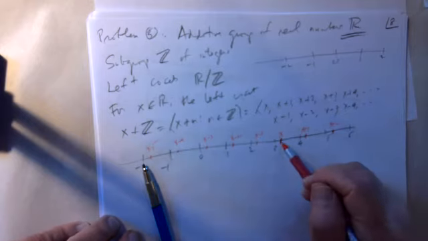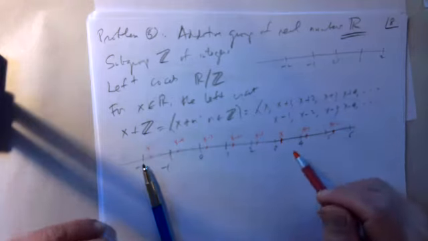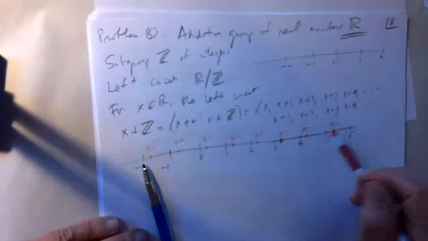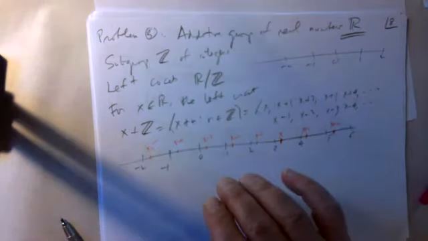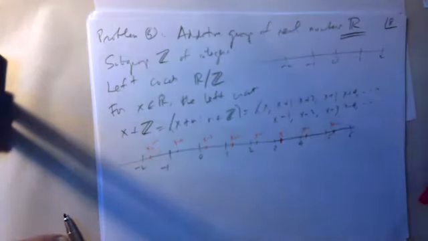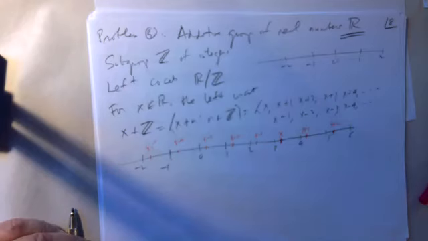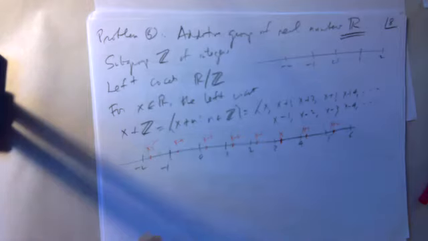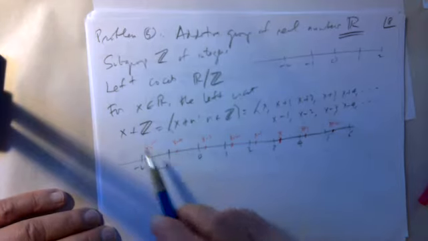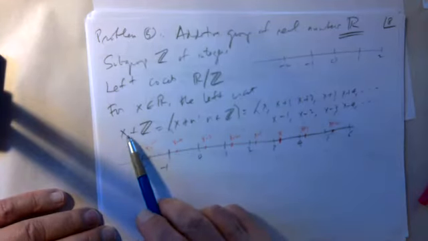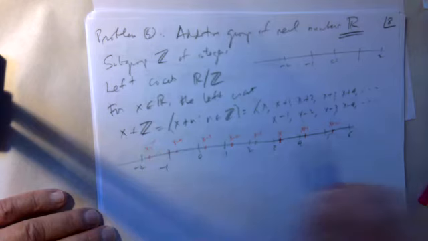So for this number x, maybe x is pi. This is pi, pi plus 1, pi plus 2, pi minus 1. It's this infinite set of numbers. Okay? So you have a left coset for every real number x, no matter where it is on the number line.